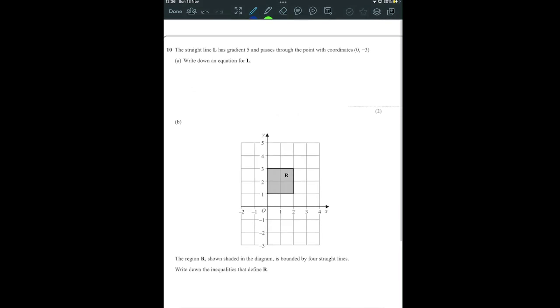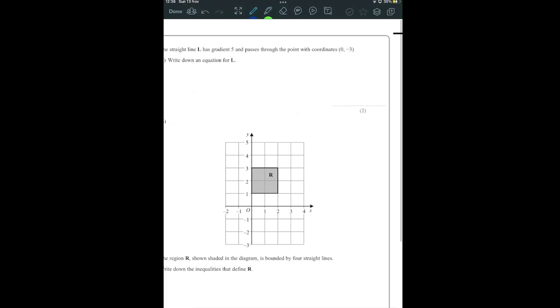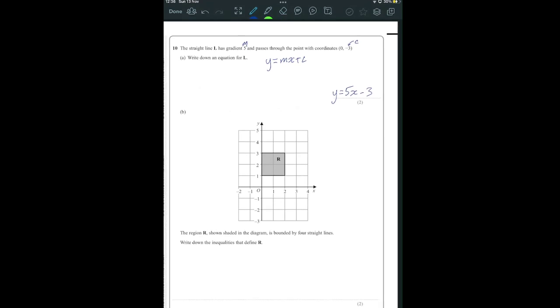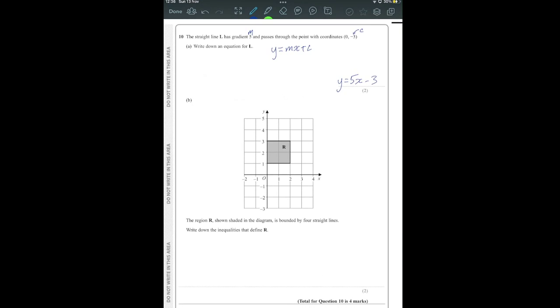Question 10. A straight line graph has a gradient of 5 passing through a coordinate. We see straight line, we think y equals mx plus c. The gradient is the m. The y-intercept, which is given to us, is the c. So we're just writing that answer down once we remember that y equals mx plus c fact.